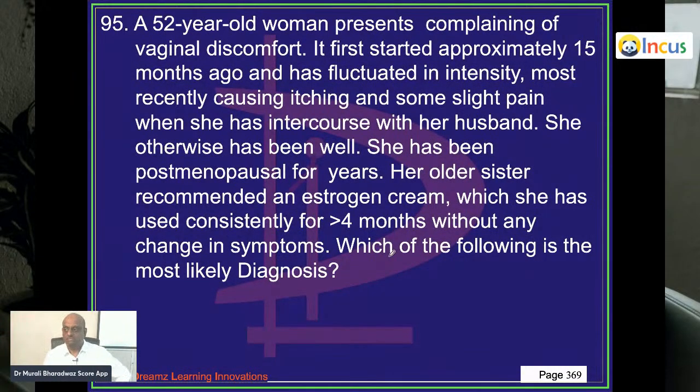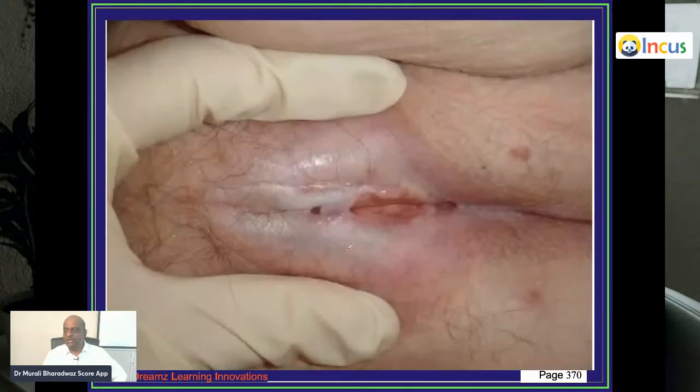A 52-year-old with vaginal discomfort 15 months ago, and most recently causing itching. And there is pain while she is having intercourse with her husband. She is otherwise very well. Her older sister recommended that, okay, you are 52, so take estrogen cream, maybe that is the reason, menopausal drying of the vagina. Then what is the most likely diagnosis?